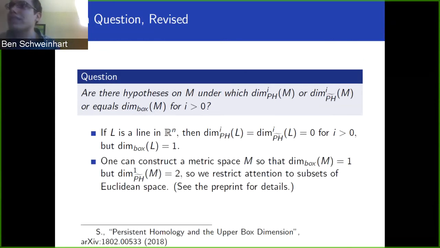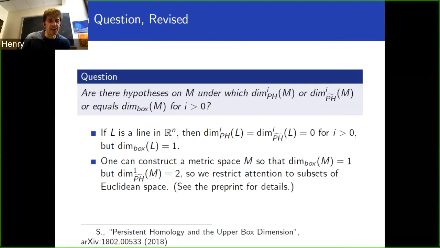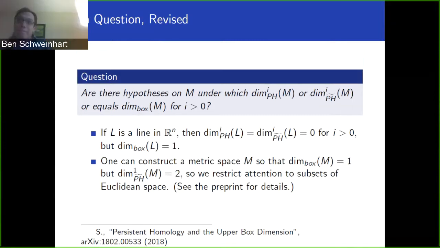And also, if we look outside of Euclidean space, we can construct a metric space whose Rips persistent homology dimension exceeds the box dimension, which is why for the remainder of this paper, we're going to restrict attention to subsets of Euclidean space, because that gives some more regularity properties. If you're interested in this construction, it is in my preprint on the arXiv. And Ben, is there a version of that construction that works for the Čech complex as well? Do you know? Probably, but I have not worked it out for that.